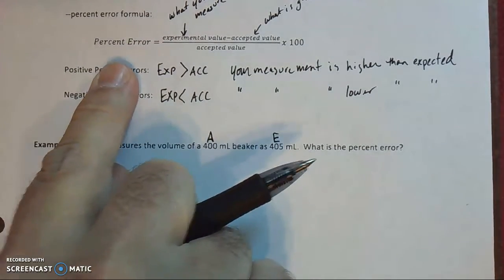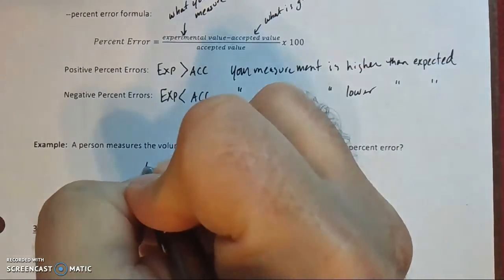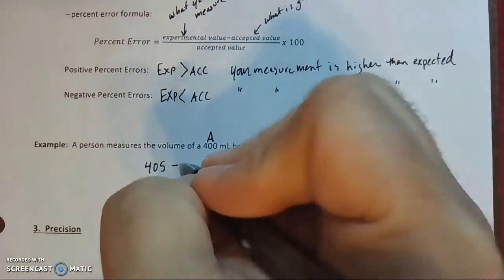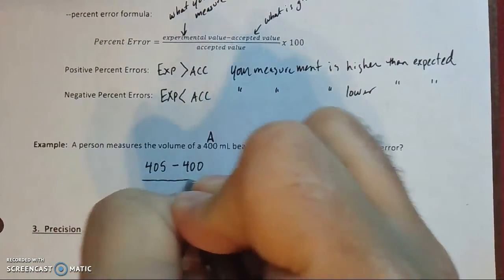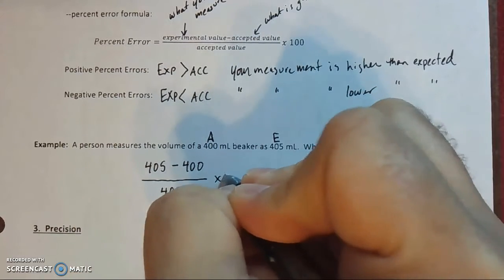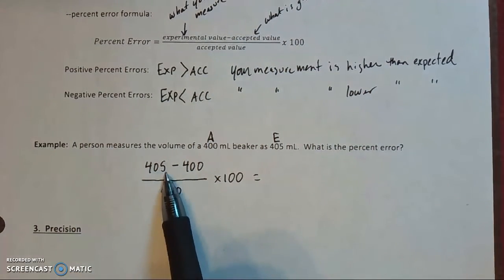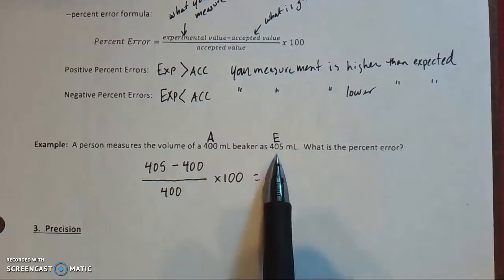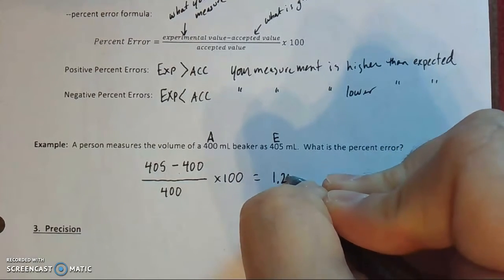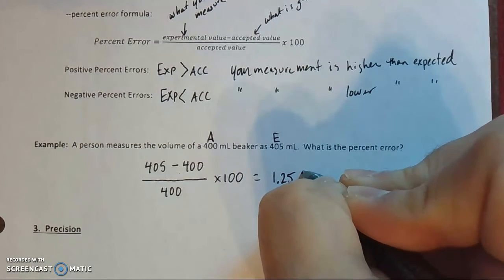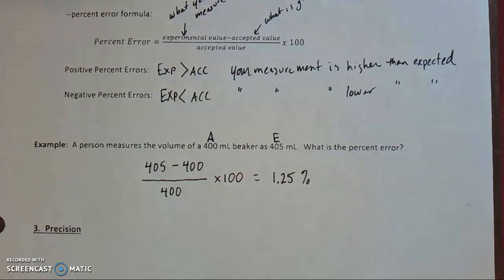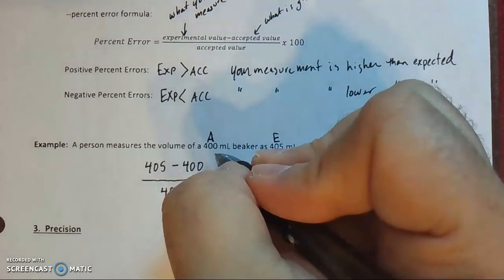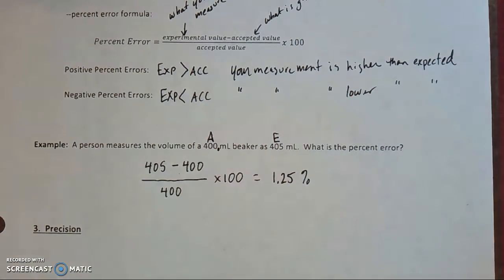So we just use this formula. Experimental, 405, minus the accepted, 400, all over the accepted, times 100. So we do 405 minus 400, it equals, divide by 400 equals, and then multiply by 100. Everything here, we're going to have the same number of significant figures. So if we get 1.25%, really our answer, I'm going to put a decimal point right after this so that we have three significant figures.